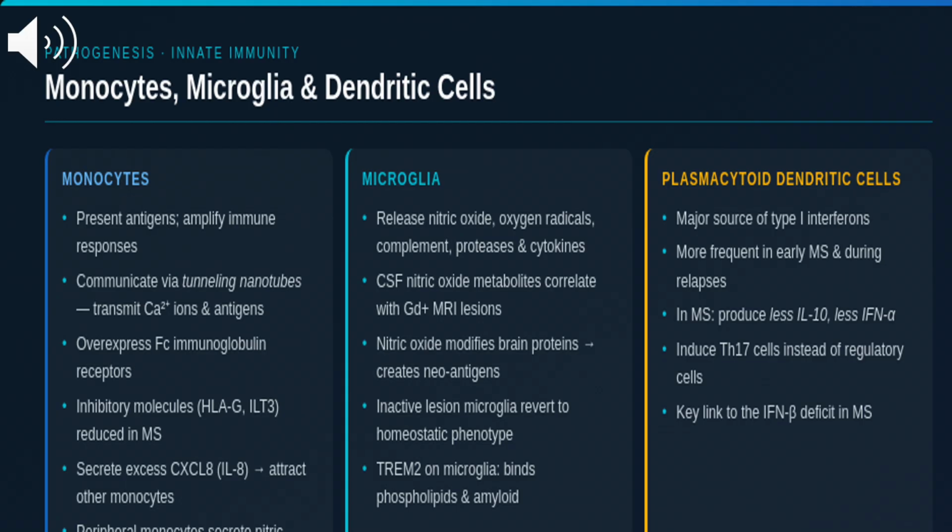Plasmacytoid dendritic cells deserve special attention because they are the major source of type 1 interferons in the body. In MS, rather than producing IFN-alpha and IL-10 as expected, these cells produce less of both and instead induce the TH17 cells, contributing directly to the IFN deficit that characterizes untreated MS.